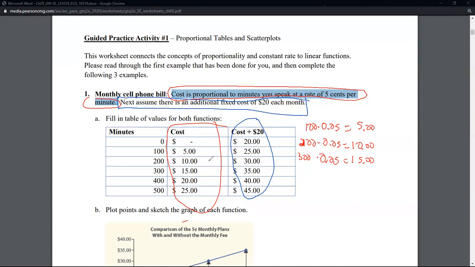If you talk 200 minutes, you have your $10 that you paid in minutes plus the 20 that you pay in fees, which gives you $30 that you're actually paying. When you talk 300 minutes, add your 20, you're really paying 35. When you talk 400 minutes, which costs $20, add your $20 for your flat fee, and you're really paying 40. When you talk 500 minutes, that comes out to $25 for your minutes, plus the $20 fee, making it $45. All right.